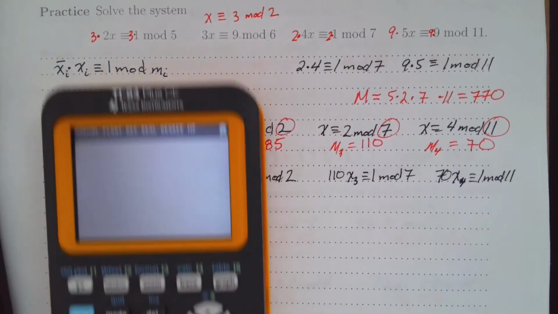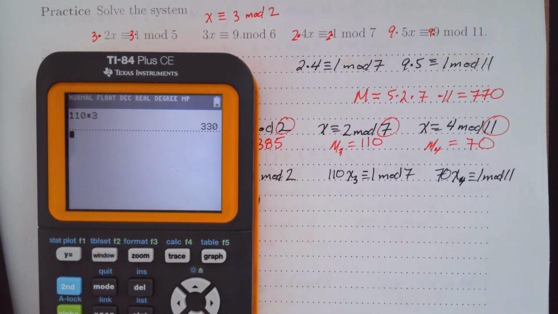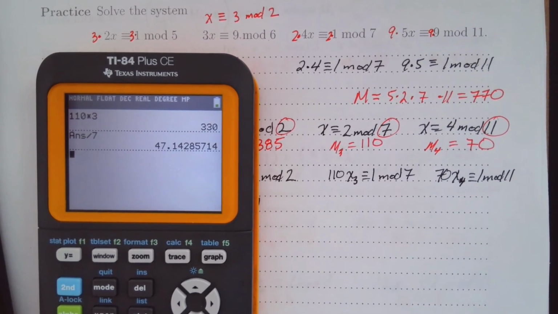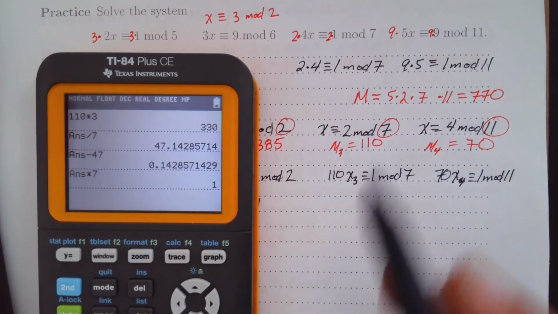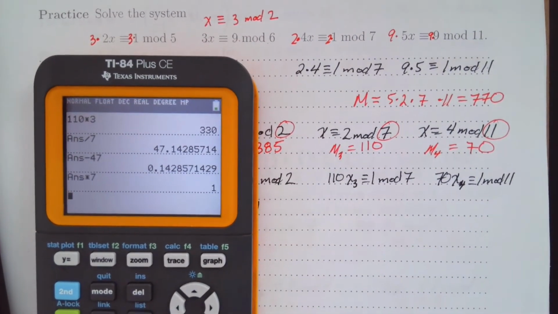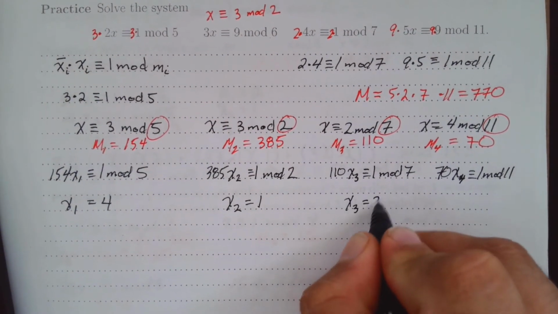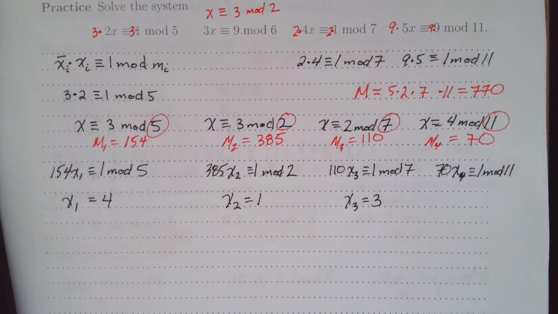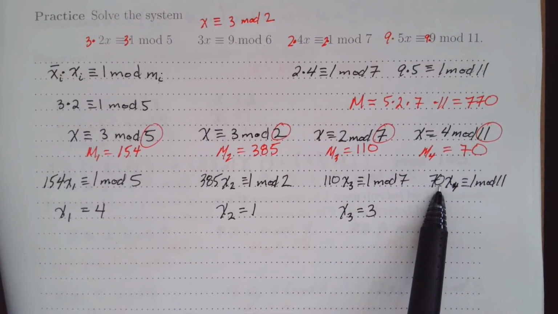But let's just check this out. 110 times 3, right? Divided by 7. Subtract the 47, multiply by 7, that has a remainder of 1. So yes, in fact, x sub 3 will equal 3. And then over here, 70 times 1, that's not going to work.